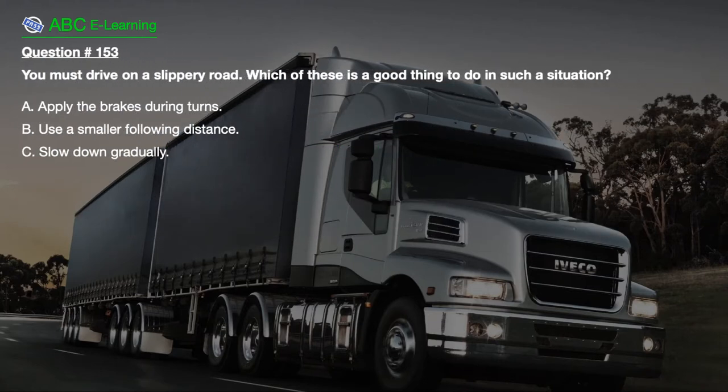Question number 153. You must drive on a slippery road. Which of these is a good thing to do in such a situation? A. Apply the brakes during turns. B. Use a smaller following distance. C. Slow down gradually.